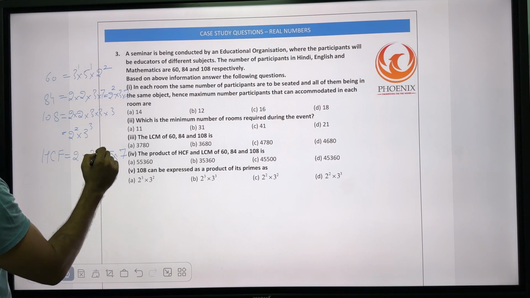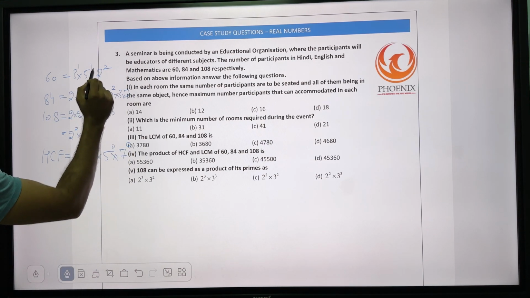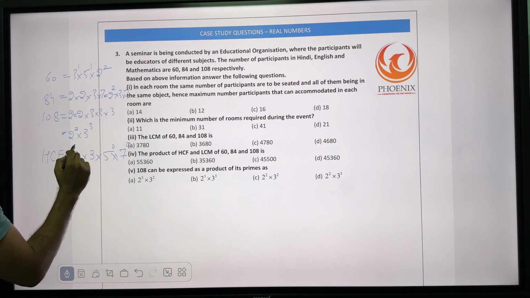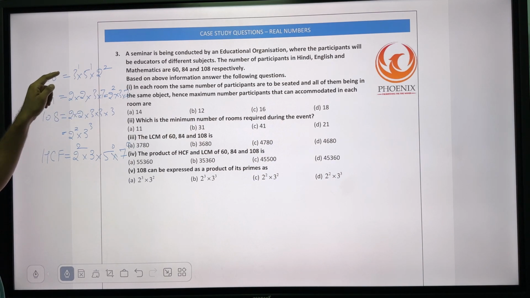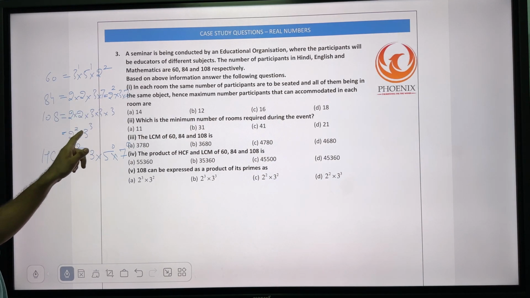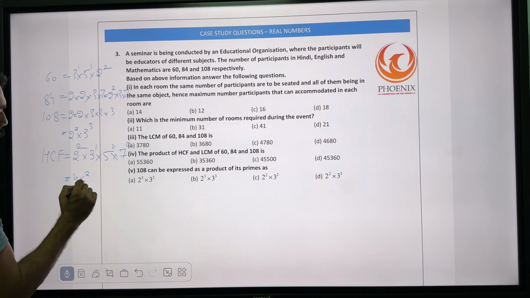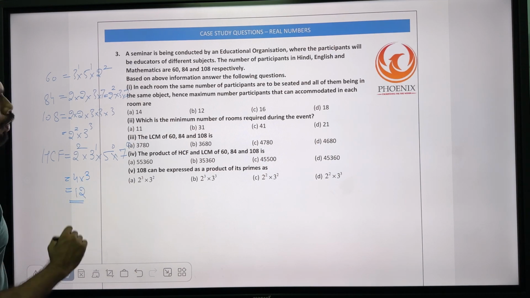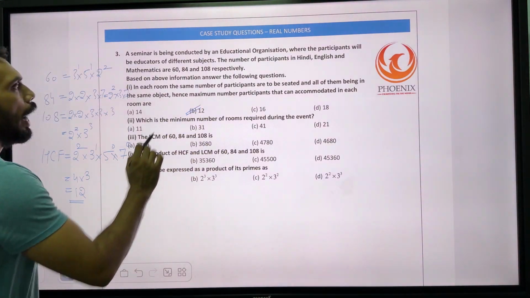Okay, so the least power of 5 is 0, the least power of 7 is 0, and the least power of 2, if I observe, is 2 over here, 2 over here and 2 in the last. So you have the least power of 2 as 2. For 3, if we pick the least power, 1 over here, 1 over here, 3 in the third one, so I can say that the least power is 1. So this is 4 times 3 and that means 12. So you can accommodate 12 participants in each of the rooms as per the given data.